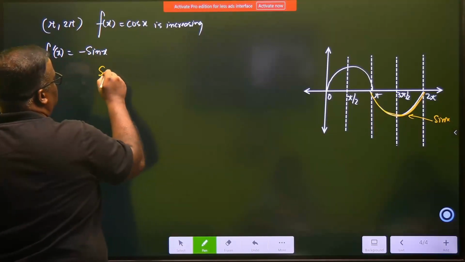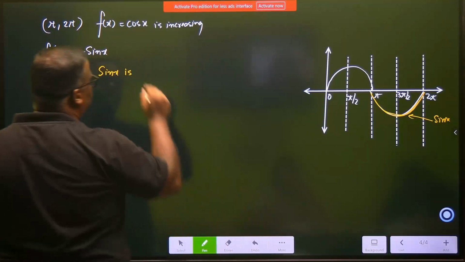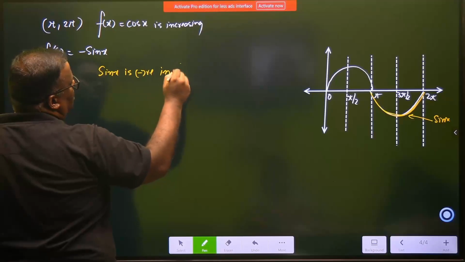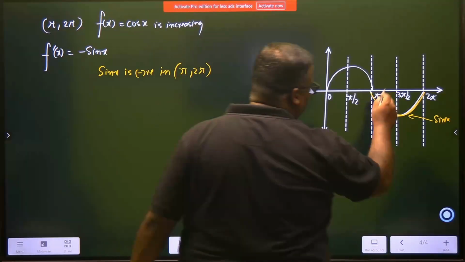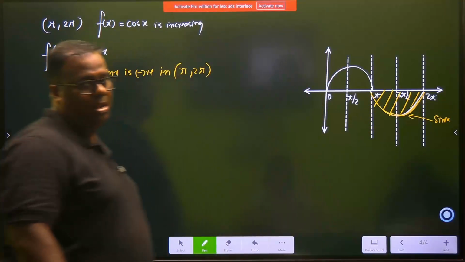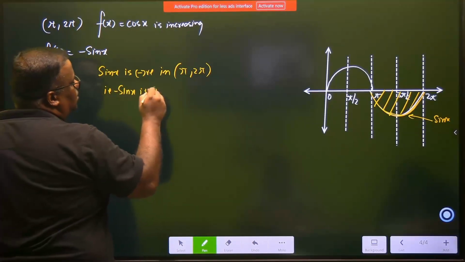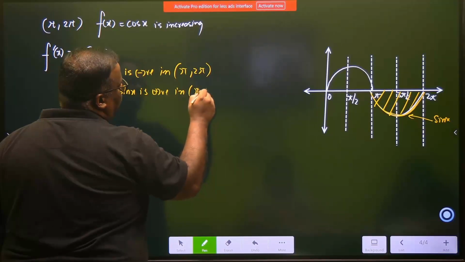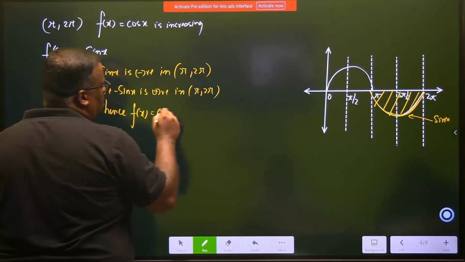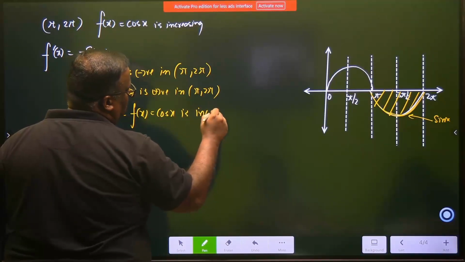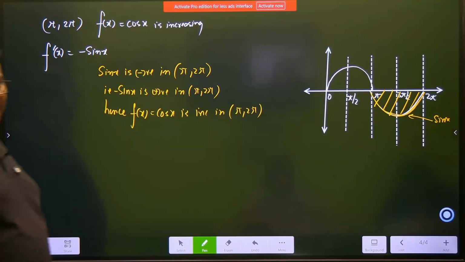So what do you write? You write sine x is negative in pi to 2 pi. Did you understand this statement? Sine x is negative because sine x is coming below the x-axis. That means negative sine x is positive in pi to 2 pi. Hence, f x equal to cos x is increasing in pi to 2 pi. Okay?